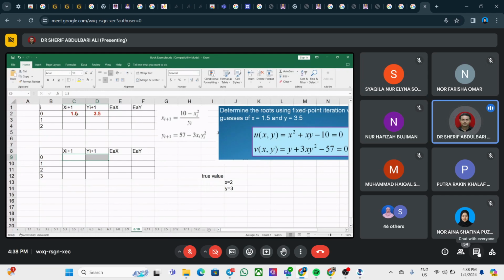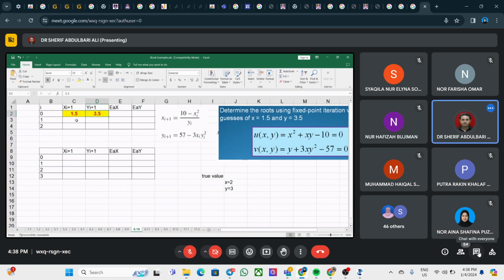Okay, now remember, our initial values are given in the example: x is equal to 1.5 and y is equal to 3.5. This is our initial value given. And remember, this is fixed point iteration, which is based on open methods. It could converge and it could diverge. How you are going to know that is from the error. So now the first value of x is 1.5 and the value of y is 3.5.